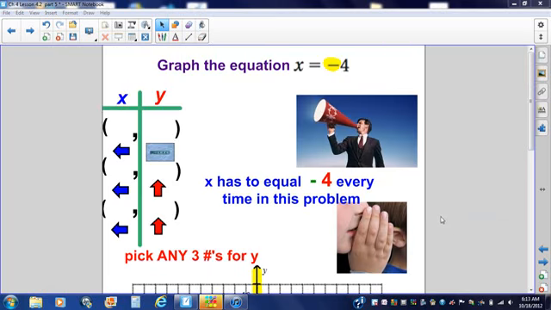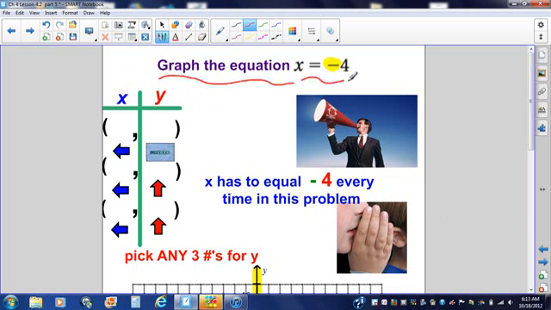All right, let's do 2 more. In your spiral, please write, graph the equation x equals -4. If you're the screamer and the yeller, they're yelling to you, x has to equal -4 every time. If you prefer the more subtle tones of life, psst, I'm just letting you know that x has to equal -4 every time.